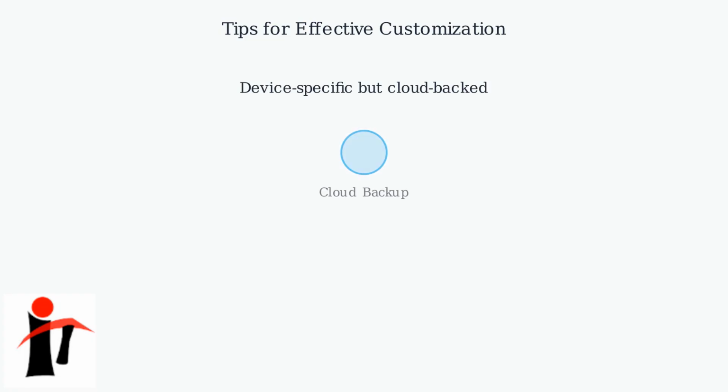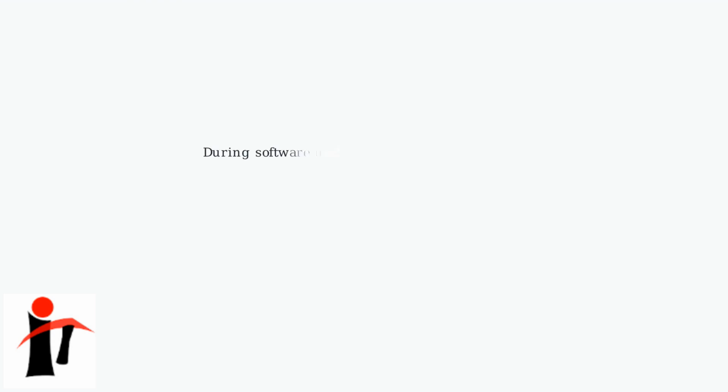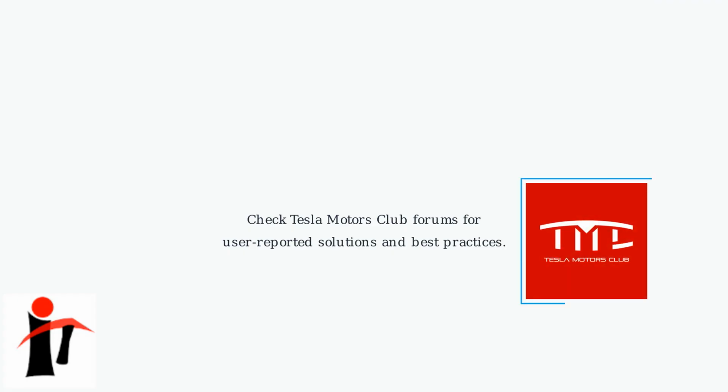Remember that your quick controls customization is specific to each device you use, but it's automatically backed up through your Tesla Cloud account. This means if you switch phones or need to reset your app, your preferred setup will be restored from the cloud. App customization is limited to remote access features. For full vehicle customization, use the in-car menu. During software updates, sync issues may occur. Ensure stable connectivity. Check Tesla Motors Club forums for user-reported solutions and best practices.